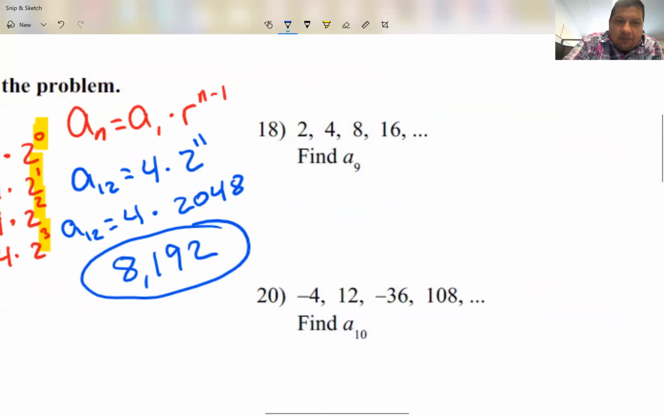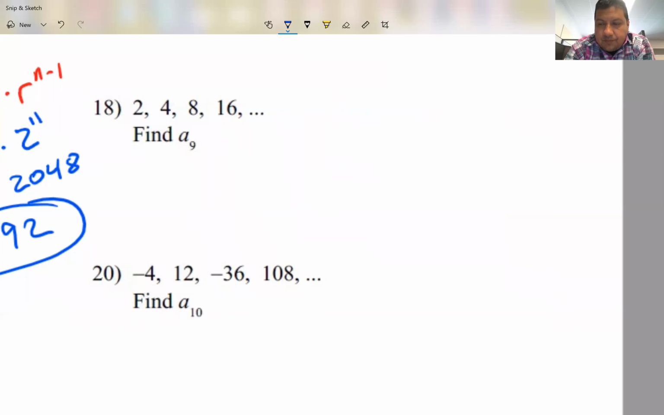Now, let me take a look at number 18. I need to find the ratio first. For me to find the ratio, the number that keeps on being multiplied over and over, I'm going to do division. I'm going to choose any number from the list and divide it by the previous number. So I'm going to choose the second number, 4, divided by the number that comes right before that. So 4 divided by 2 gives me my ratio, which is 2.